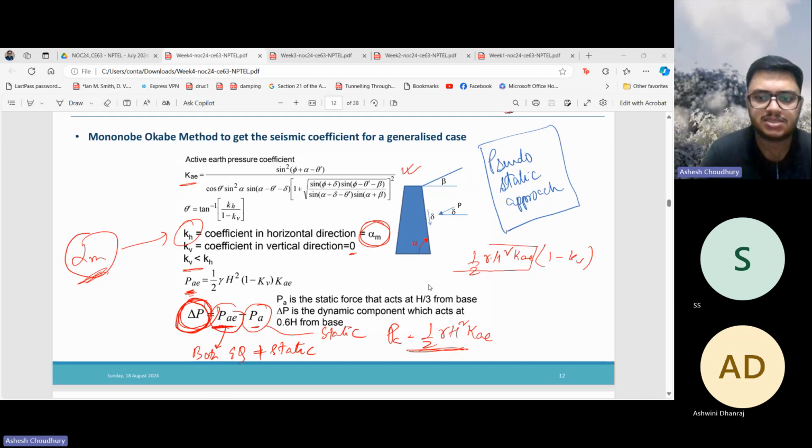I'm not going into this detail, but if you are interested, there are many papers available, you can have a look at that. Determination of the seismic earth pressure itself is a broad research area, so if you want, you can have a look at those things.